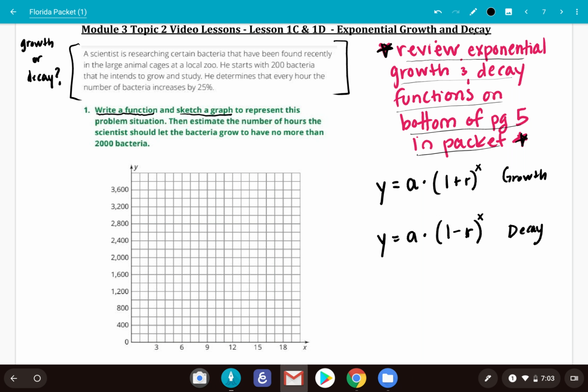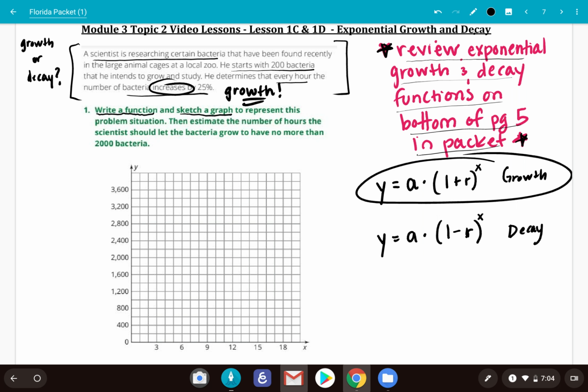So let's first read it. It says you have a scientist researching certain bacteria that have been found recently in the large animal cages at a local zoo. He starts with 200 bacteria that he intends to grow and study. He determines that every hour the number of bacteria increases by 25%. So it's increasing. So we're definitely dealing with growth. So we're going to go with our exponential growth function.